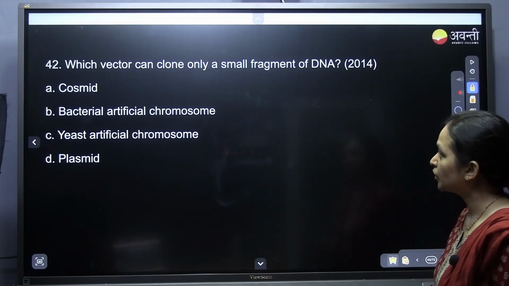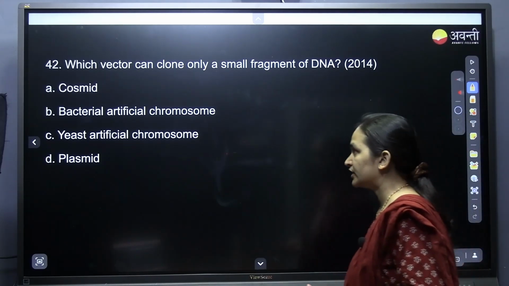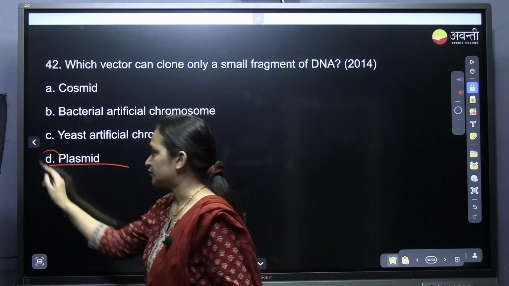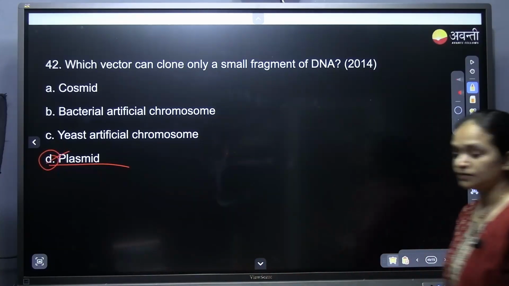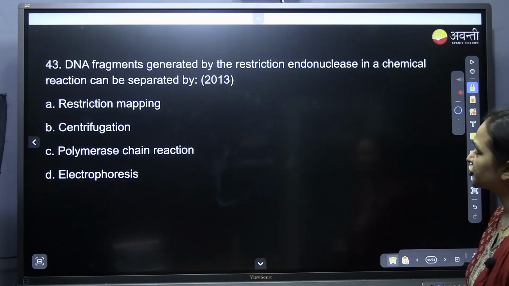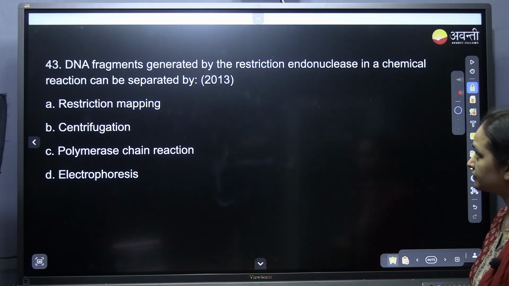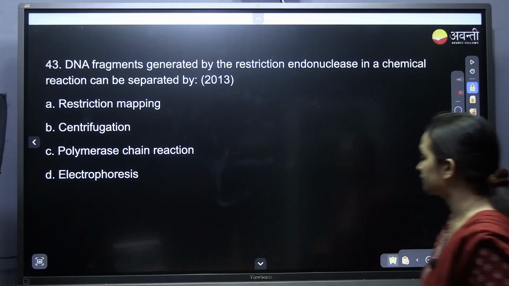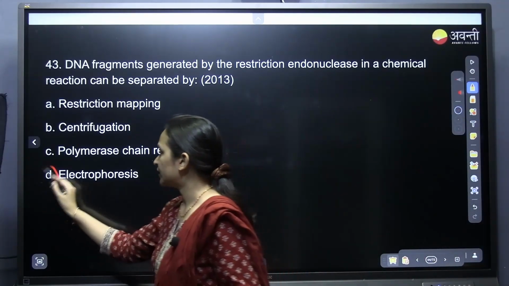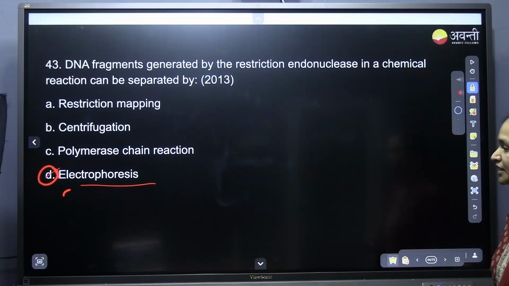Which vector can clone only a small fragment of DNA? For small fragments of DNA, we need to use plasmids. D is the correct answer. DNA fragments generated by the restriction endonuclease in a chemical reaction can be separated by electrophoresis. DNA can be separated, the individual strands. It can be separated by gel electrophoresis.